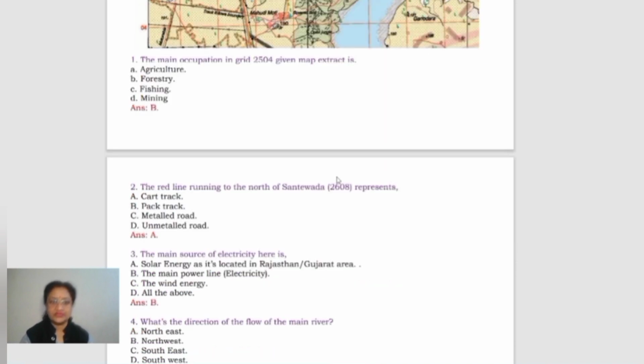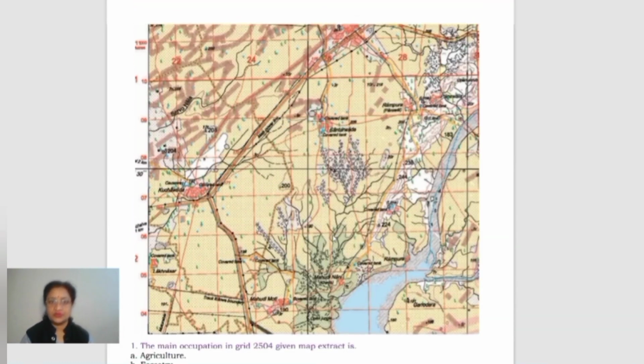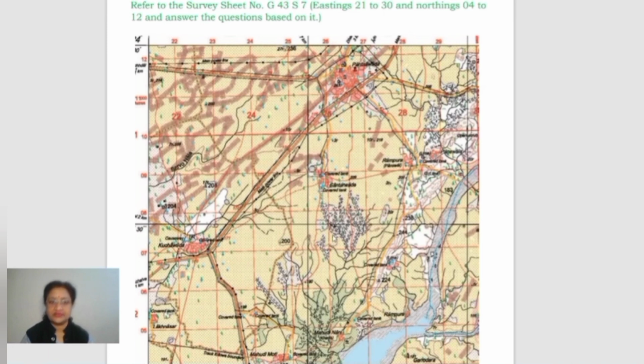Then the main source of electricity here: solar energy, as it's located in Rajasthan, Gujarat area, main power line, wind energy, or all of the above. The main source of electricity is actually the main power line. If you can see here, children, very clearly it's given. Pylons are visible, and main power line is written over here very clearly, and again here. So these are actually the main source of electricity.